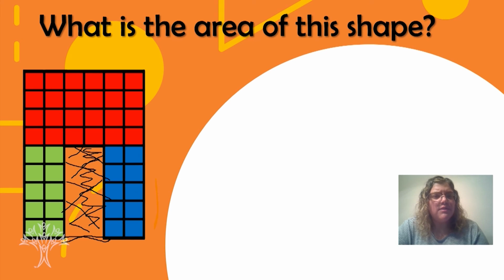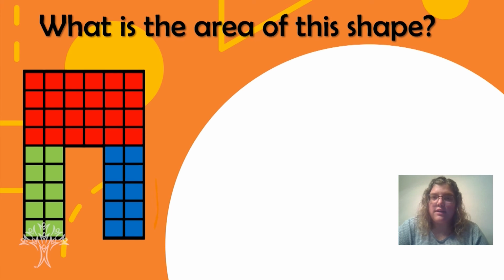Now, for those of you that are a little stuck, that's okay. I'm going to walk you through how to solve this one, while others are going to go ahead and keep working. So looking at this shape right here, I see that my green and my blue sides are exactly the same. They both have 2 at the bottom, and they both are 5 tall.